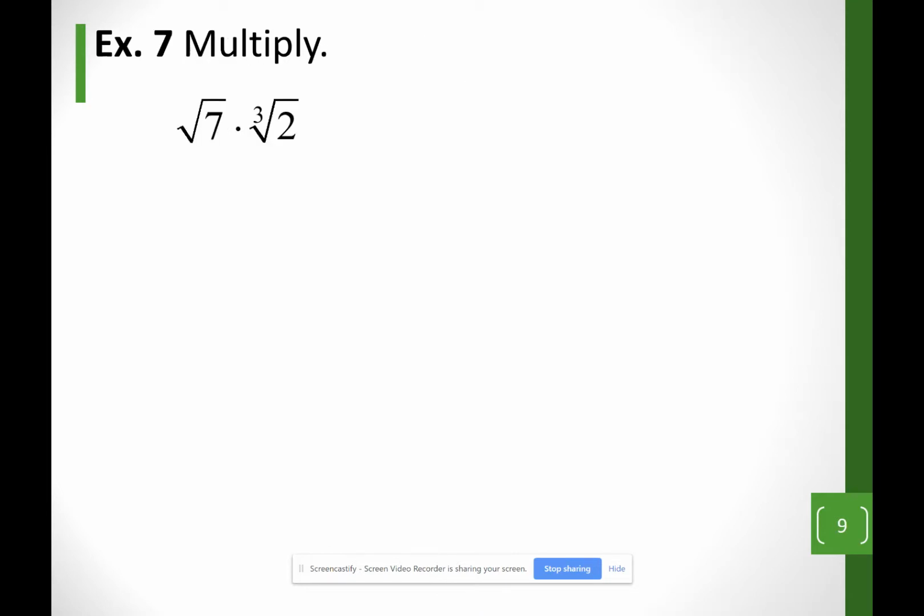Now, when we have different roots, a root of 2 and a root of 3, or different bases, I cannot combine them. If I had the same root, just multiply the numbers on the inside and I'm good to go. If I had the same base and different roots, I'll write it as exponents and combine them. But when we have both different bases and different roots, I'm not going to be able to do anything. So that's going to be my answer.